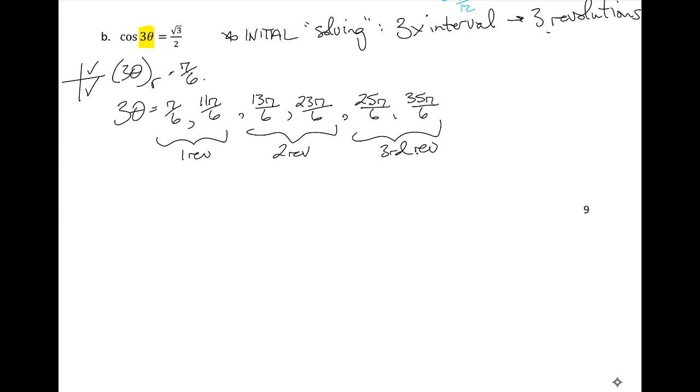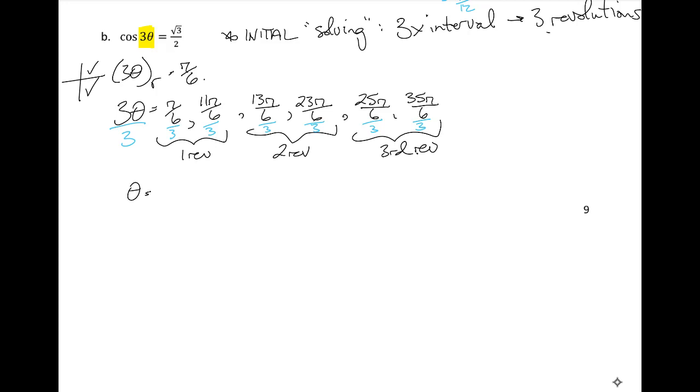Okay, and again, we have to do this. We have to do 3 revolutions, because when I start dividing this by 3 to isolate my theta, I'm going to be starting to deal with a much bigger denominator, and so it should end up working out that I stay within that original stated interval in my question.